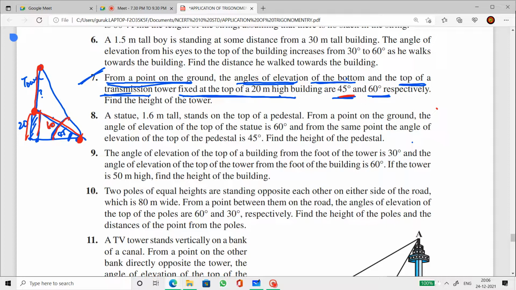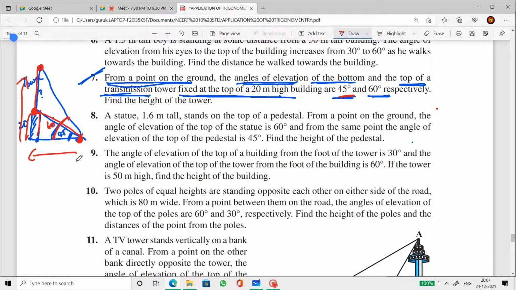When a person comes closer to the object, the angle will be more. And if the object goes taller, the angle will be higher. So as it goes up, the angle will be more. As it comes closer, the angle will be more. So 45 will be inside and 60 will be outside.